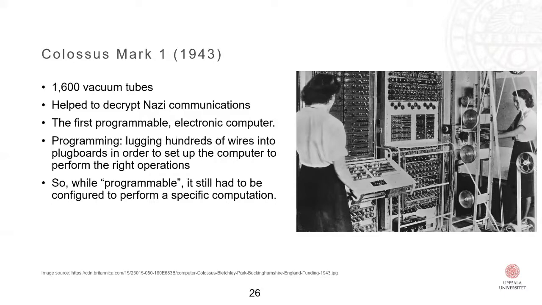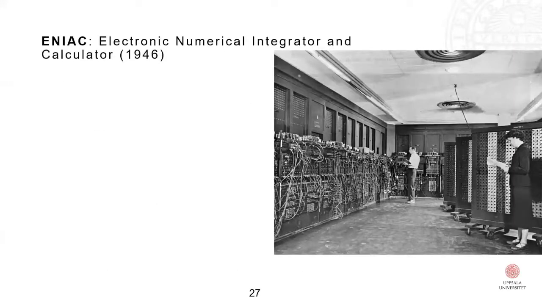And programming this machine was done with plugging hundreds of wires into plug boards in order to set up the computer to perform the right operation. So these people that you see here are those that work with the computer, and they had to plug and unplug wires to give instructions to the program. So while this computer was programmable, it still had to be configured manually to perform a specific computation. They couldn't give a program and expect it to automatically execute it. It was far away from that.